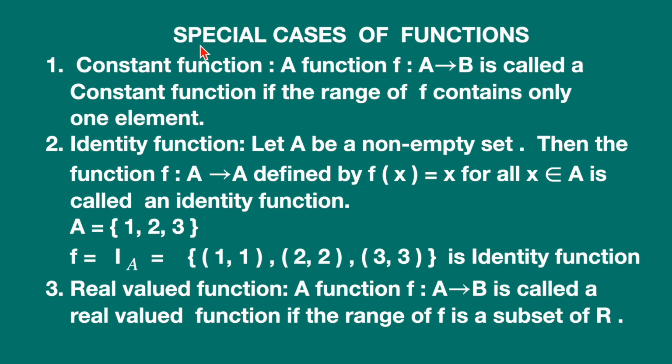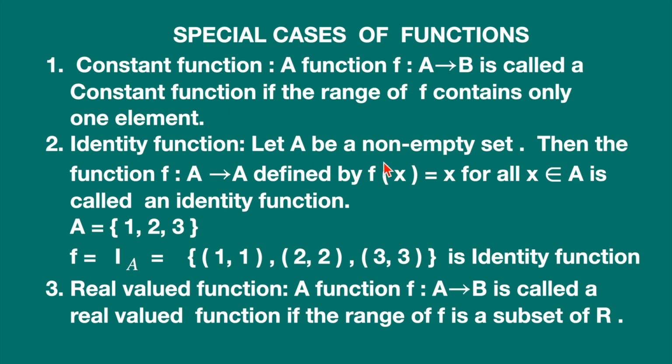There are special cases of functions also. Let us look at what they are. Number 1 is constant function. A function f from A to B is called a constant function if the range of f contains only one element. So if the range has only one element, then it's a constant function.